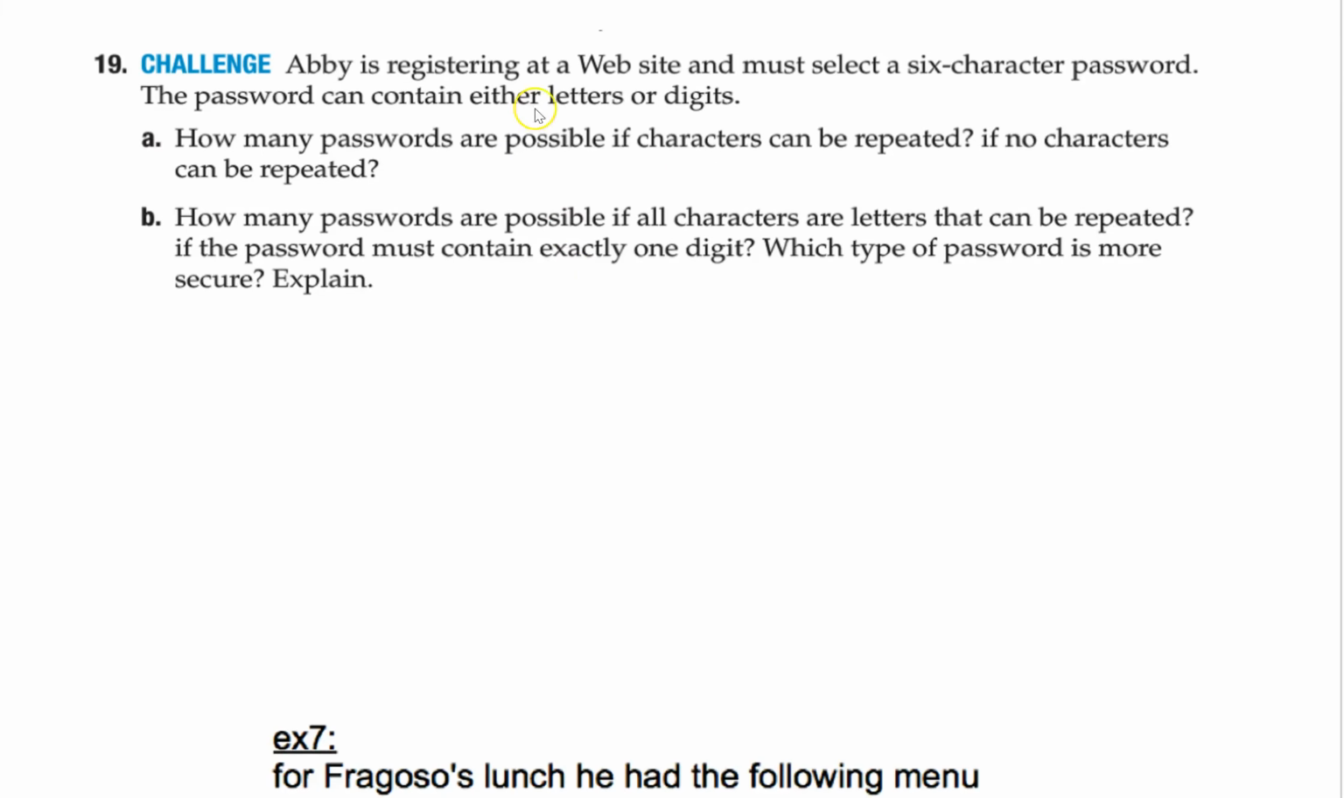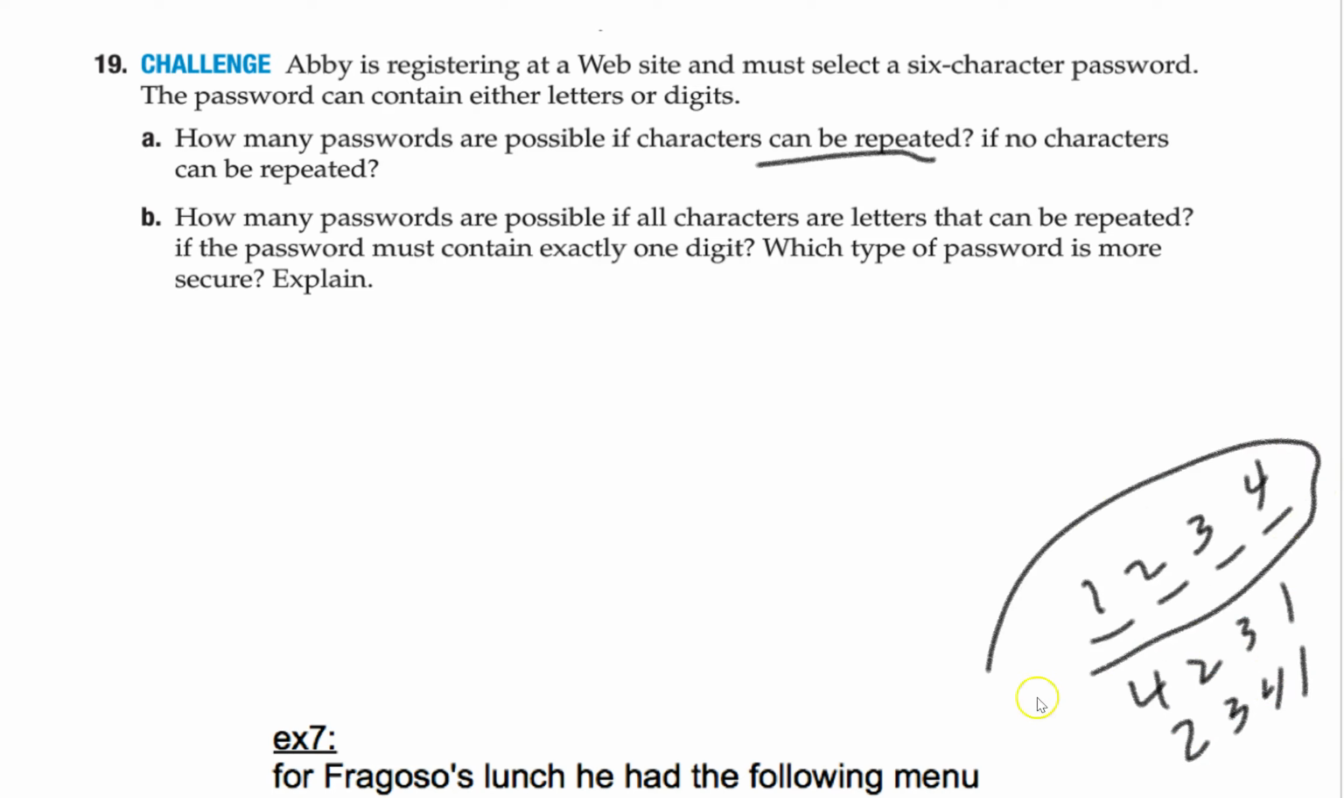Next one. Abby's registering at a website and must select a six character password. The password can contain either letters or digits. So let's think about this. How many passwords are possible if characters can be repeated? What that's saying is, let's look at how to unlock your phone, right? Let's say I have a 4 character password, and my password is 1, 2, 3, 4. Could I unlock the phone if I do 4, 2, 3, 1? No. Or if I did 2, 3, 4, 1? No. Has to be this order, right? Order matters when we're talking about passwords.